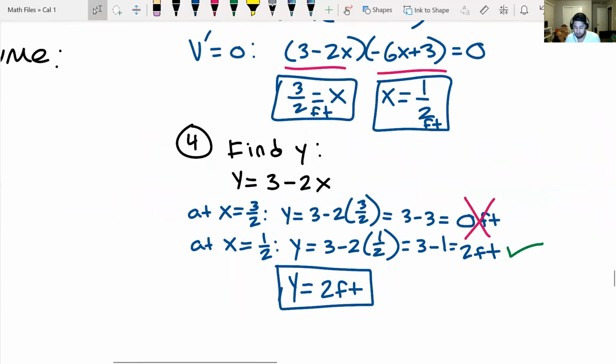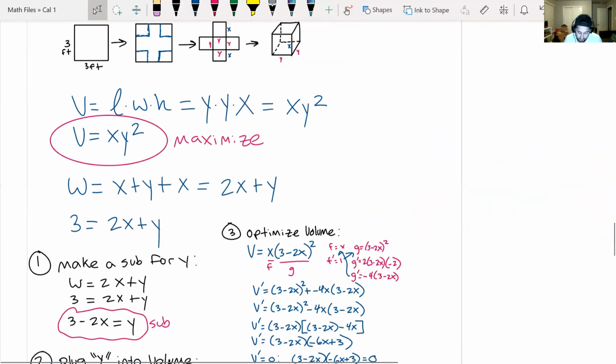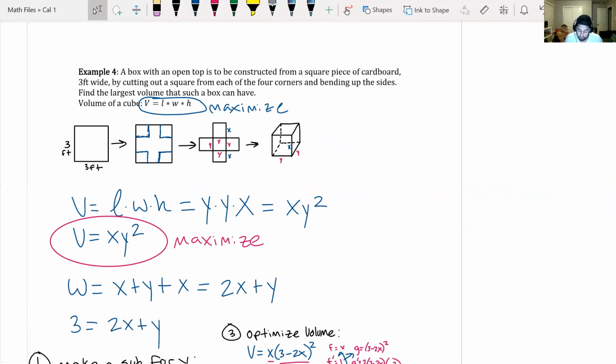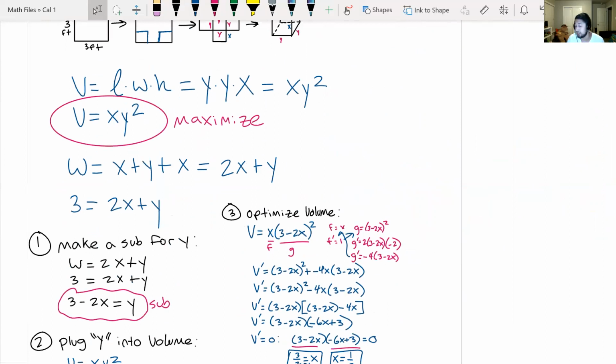Okay. Is there one more thing to answer? What's it say? This says, find the largest volume that such a box can have. So now we're going to take x and y and plug it into volume.